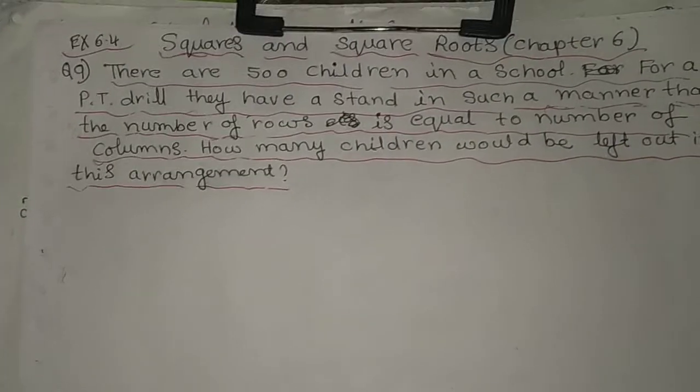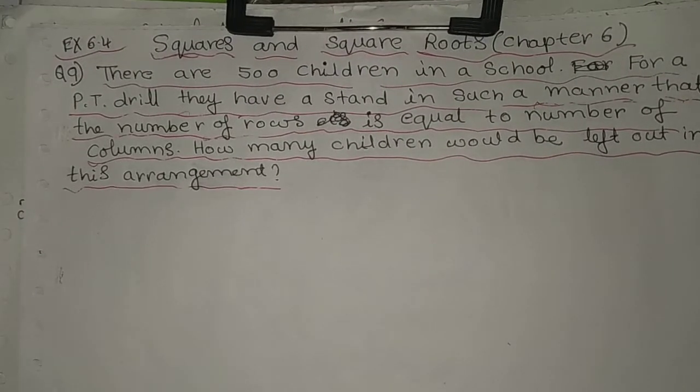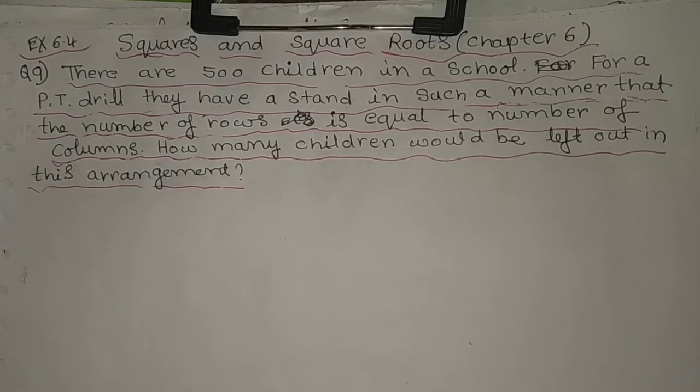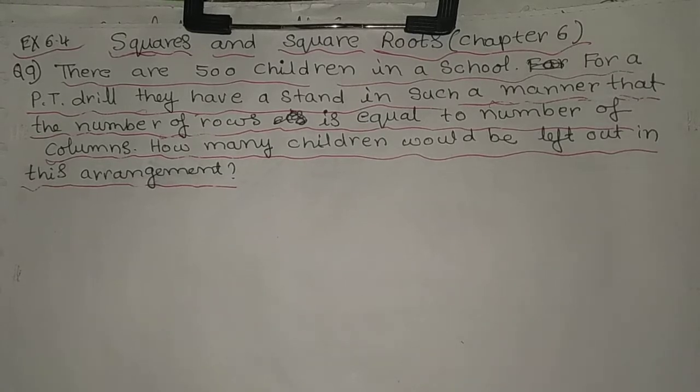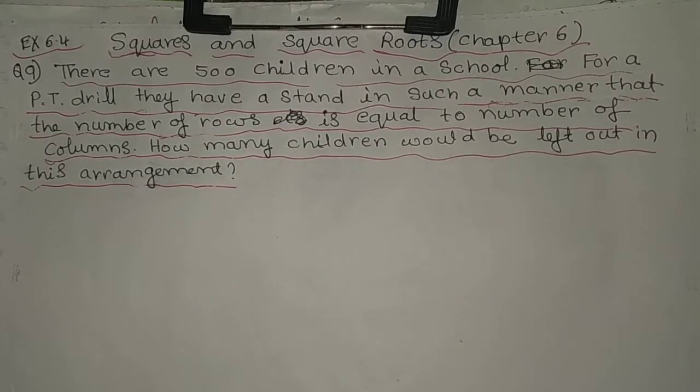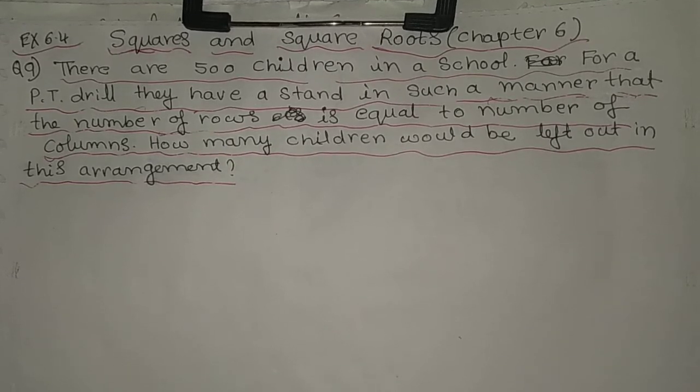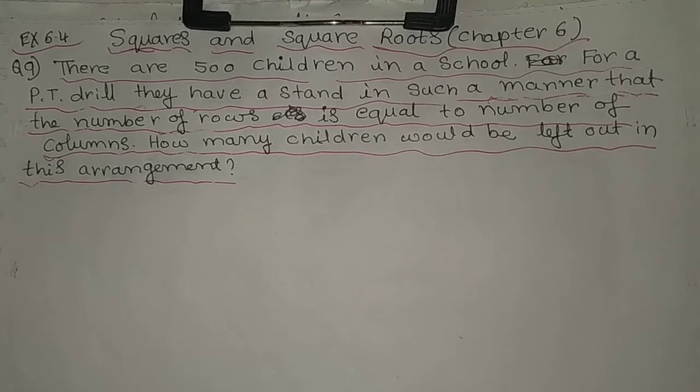Question 9. So here in this question, there are 500 children in a school. For PT drill, they have to stand in such a manner that the number of rows is equal to the number of columns. How many children would be left out in this arrangement? So we'll see the solution.